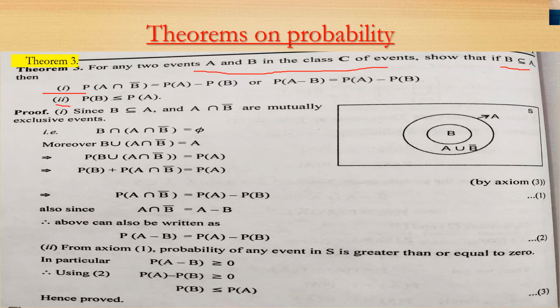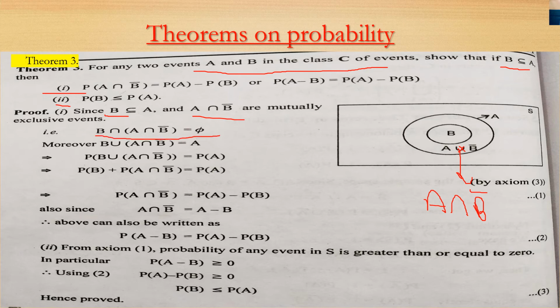This portion represents the complement of B because it is the outer side of B, and this portion represents A intersection B bar. Since this portion and this portion are both disjoint sets, B and A intersection B bar are mutually exclusive events. Mutually exclusive events means they are disjoint sets, they have nothing in common.